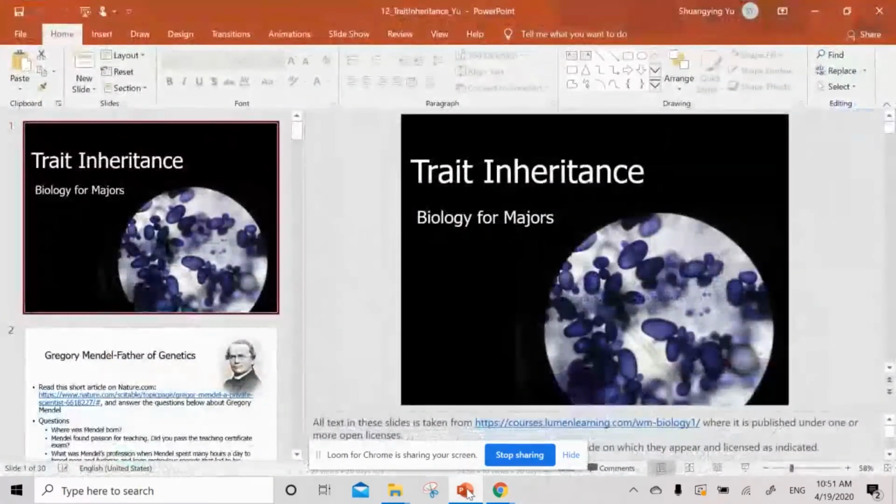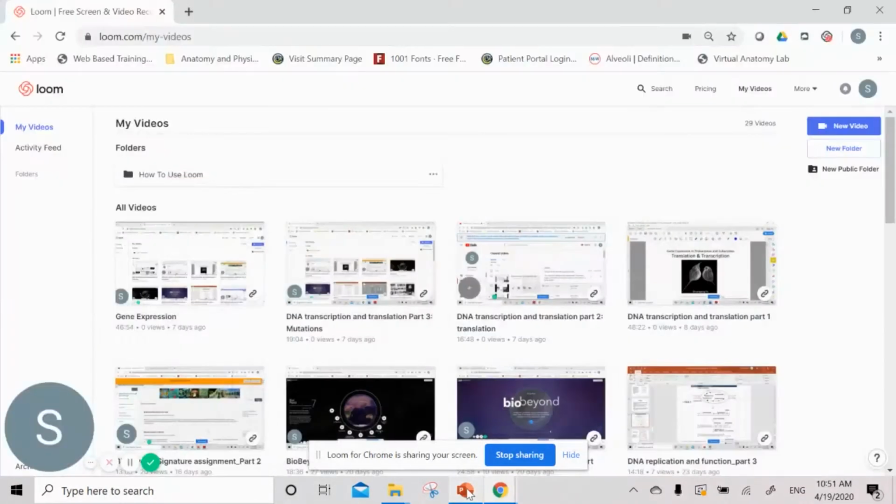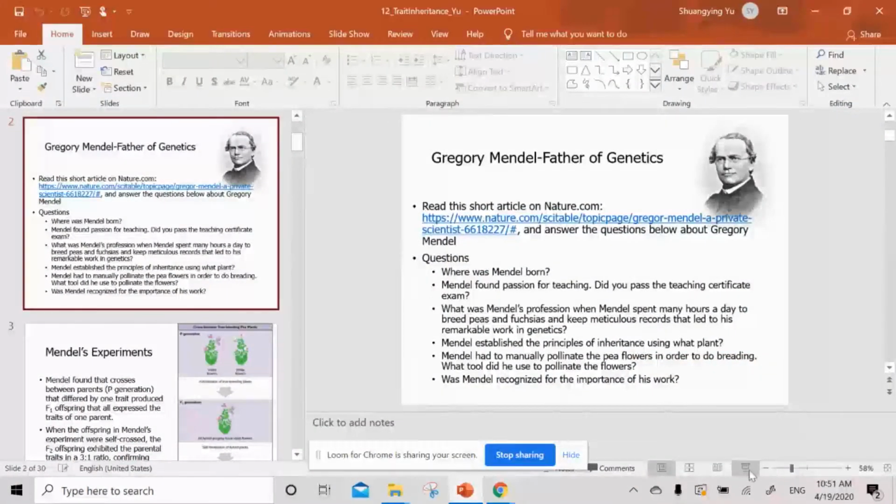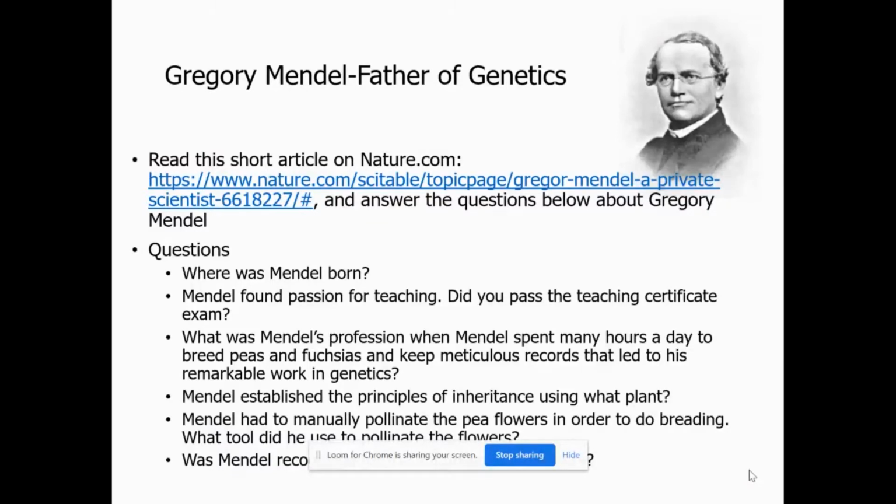Okay, we just have a few chapters left, and the next chapter that we are going to look at is trait inheritance. The first slide is about Gregory Mendel. He is considered the father of genetics, and because of his work, he discovered the genetics of inheritance and how things work. He is a very, very famous man in biology.